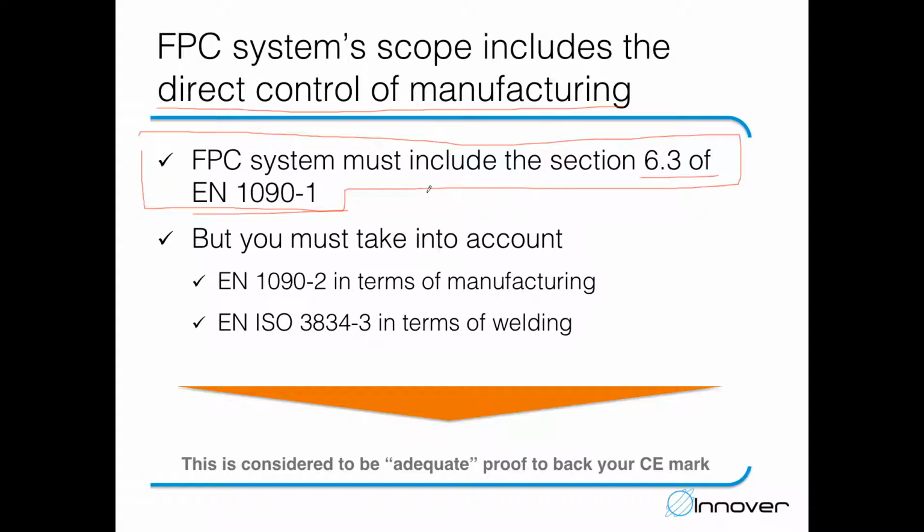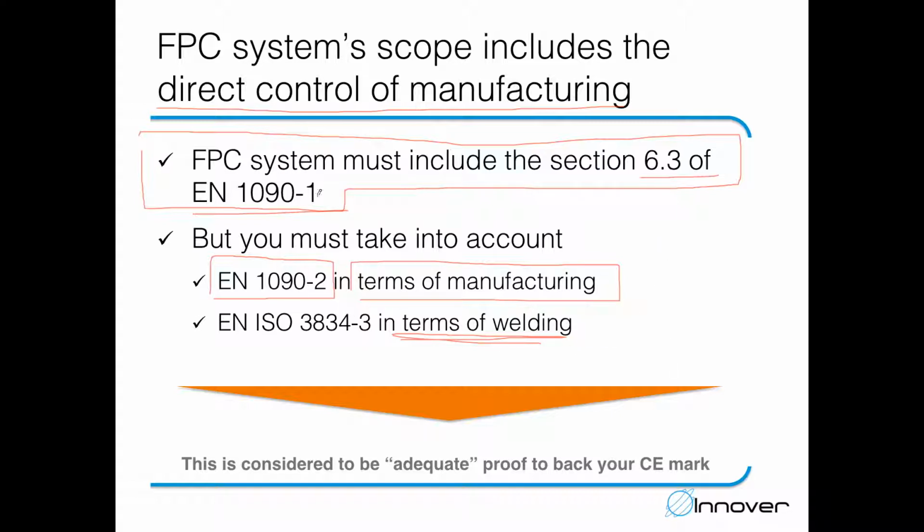But in addition, you must take into account EN 1090-2 in terms of manufacturing, and in addition EN ISO 3834 in terms of welding. We have welding requirements here, quite a lot of actually, but this is basically the FPC of welding, or fusion welding quality management system in fact.